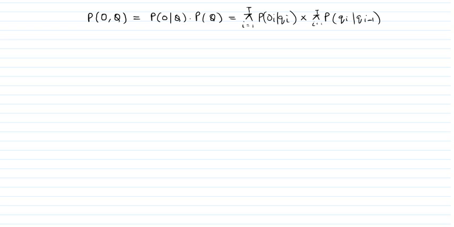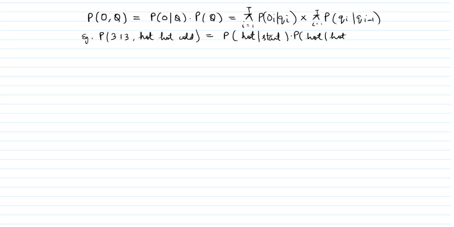So as an example, proceeding with the same example, P of 313 comma hot, hot, cold can be written as P of hot given start dot P of hot given hot dot dot dot all these state transitions, then it will be multiplied by P of observation, that is 3 given hot dot P of 1 given hot, and so on, right?